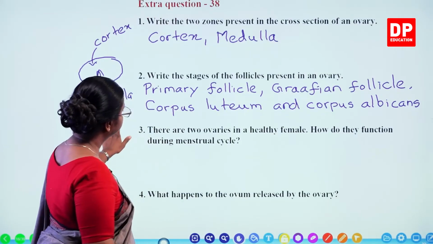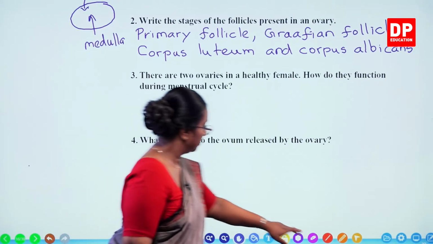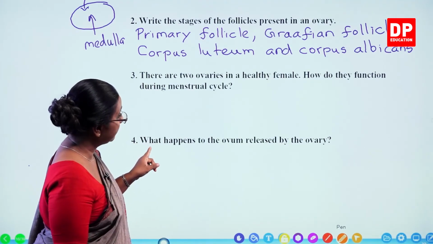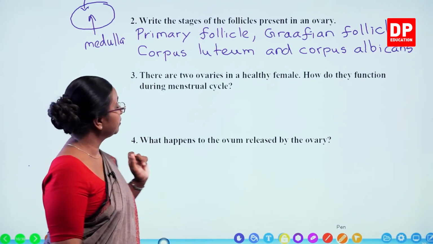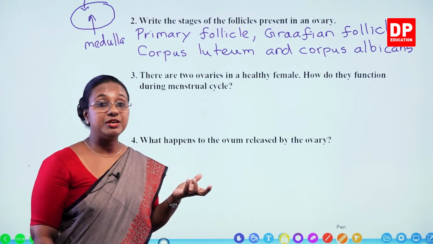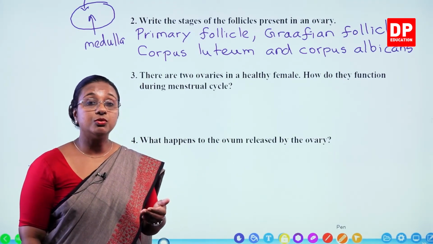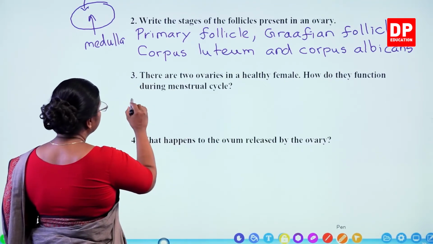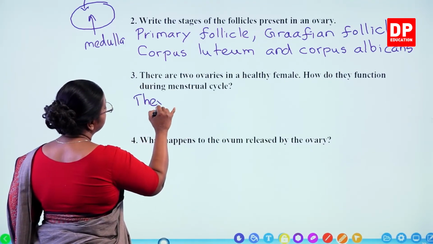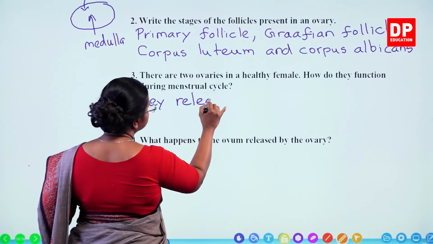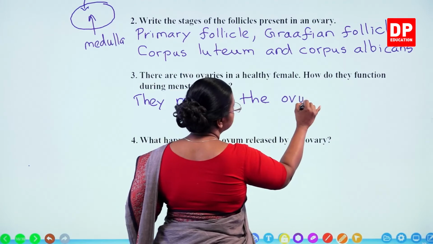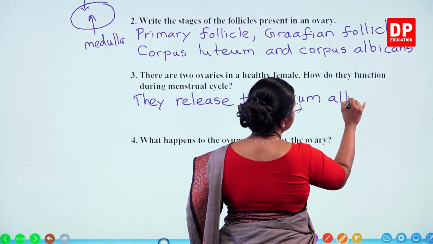So then, part 3, there are 2 ovaries in a healthy female. How do they function during menstrual cycle? How do they function? They release the ovum alternately. That is how they function. So they release the ovum alternately.